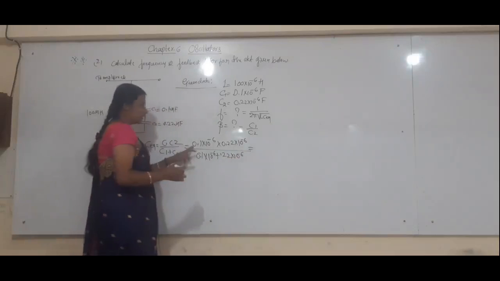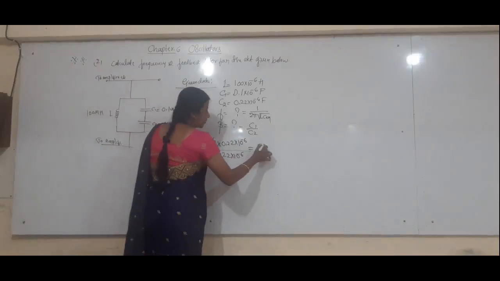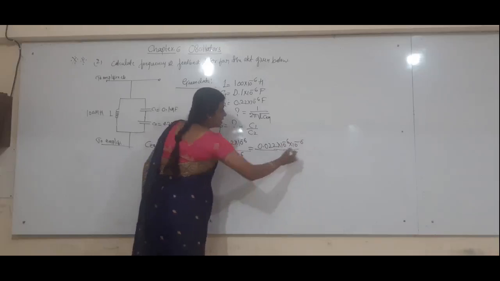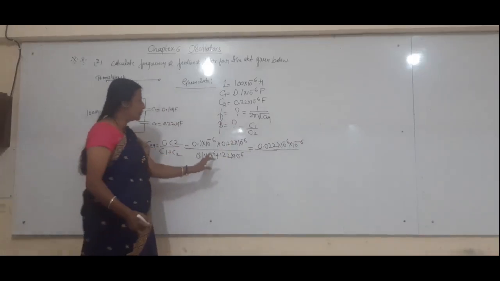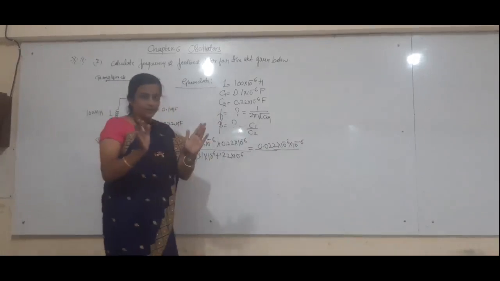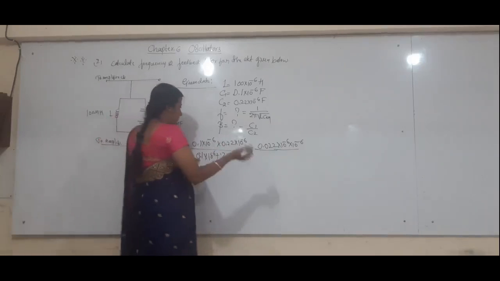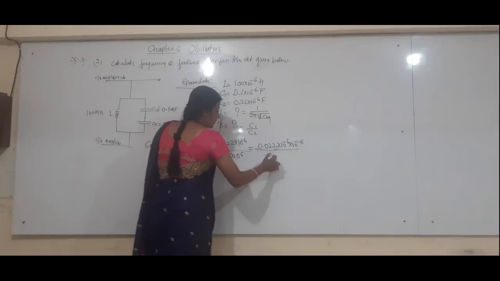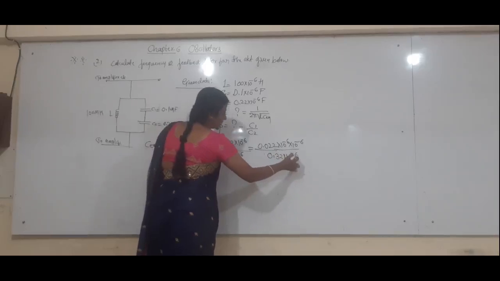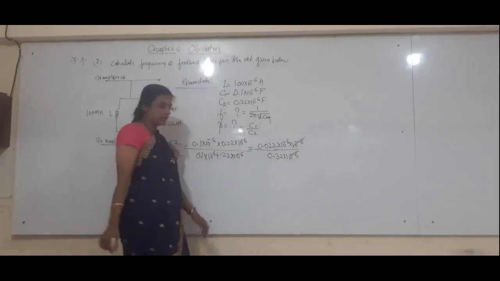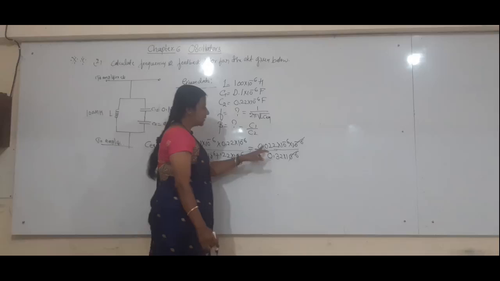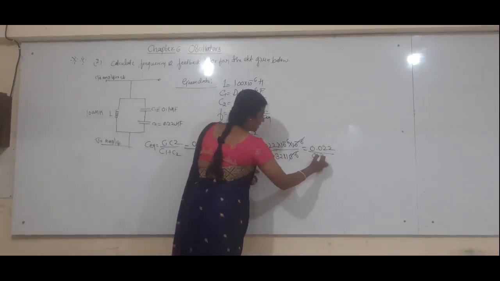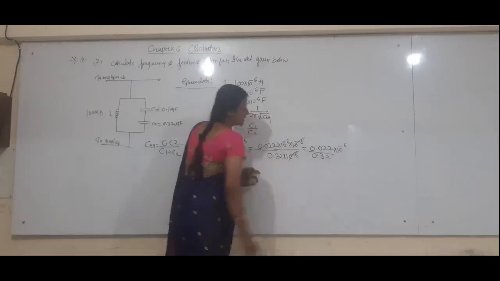Therefore we get here 0.1 into 0.22 is 0.022 into 10 raised to minus 6 and 10 raised to minus 6. Keep them as it is, do not multiply, keep them as a separate part so that they cancel in the next step. 0.1 plus 0.22 is 0.32 into 10 raised to minus 6. So the 10 raised to minus 6 cancels here. Remaining is 0.022 divided by 0.32 into 10 raised to minus 6.